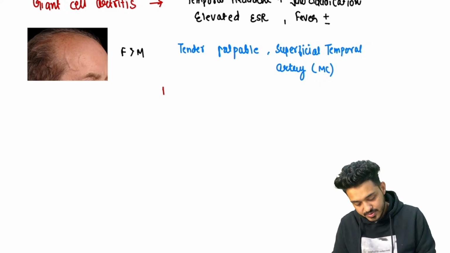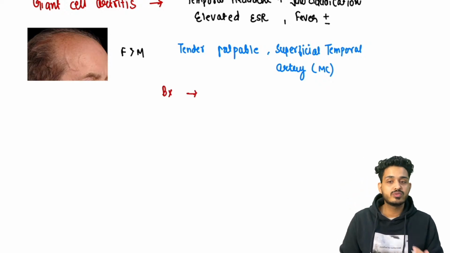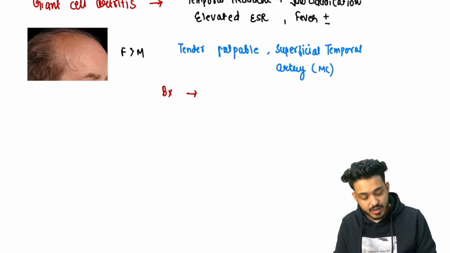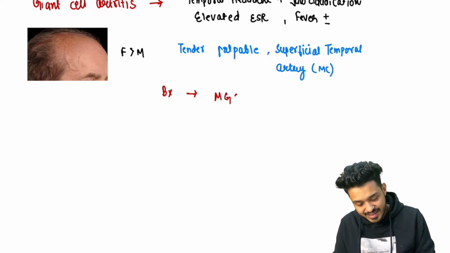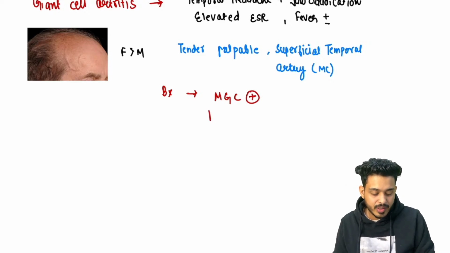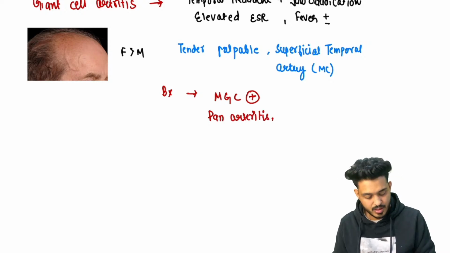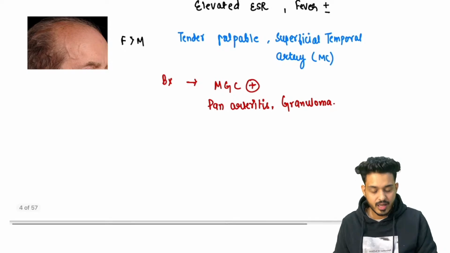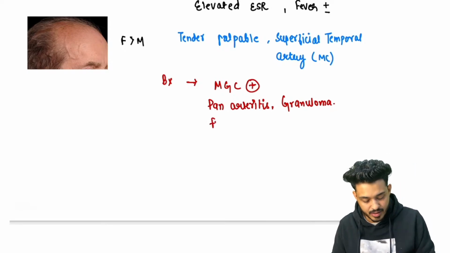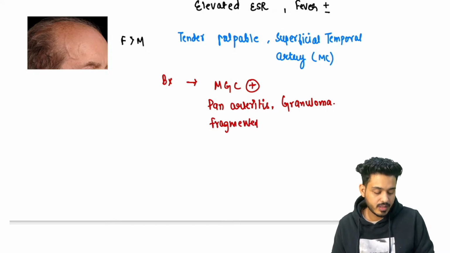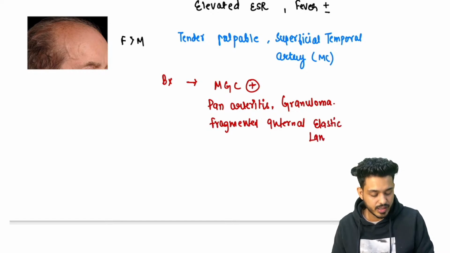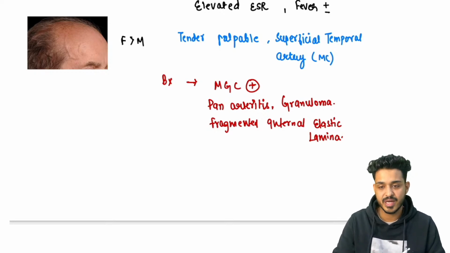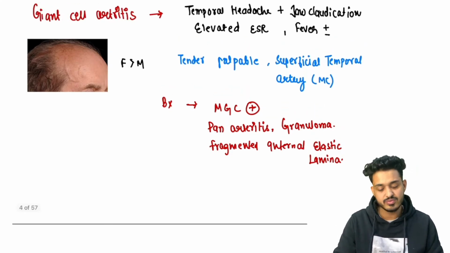When you are going to do the biopsy, what are you going to get? On biopsy also we had a question long back in 2019. You will be getting multinucleated giant cells. You will be getting panarteritis. You will have granuloma. Apart from that, you will also have, write down, fragmented internal elastic lamina. Very, very important, guys. These are going to be your biopsy findings in cases of giant cell arteritis.